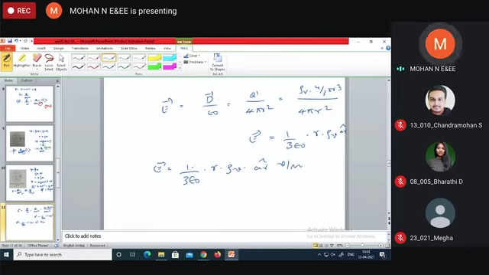So this is the electric field intensity inside the sphere. Any doubts here? No doubt, sir. Yes. So this is the charged sphere I'm talking about.